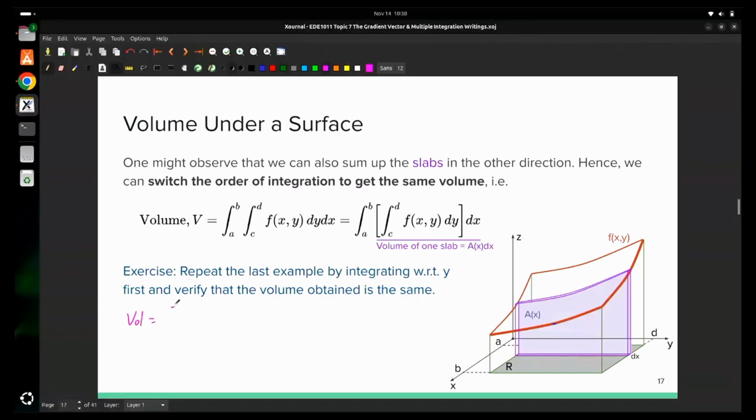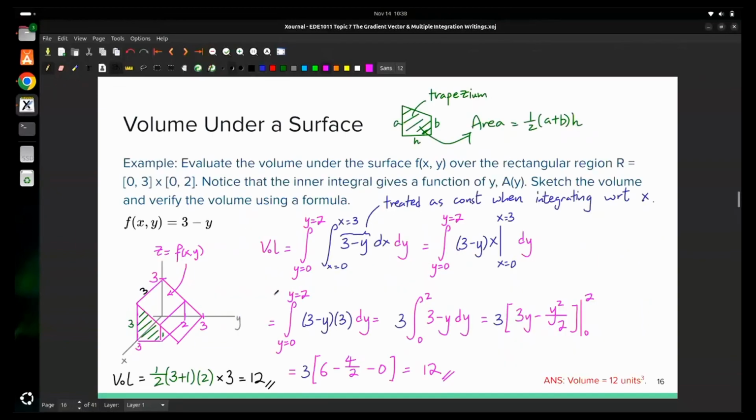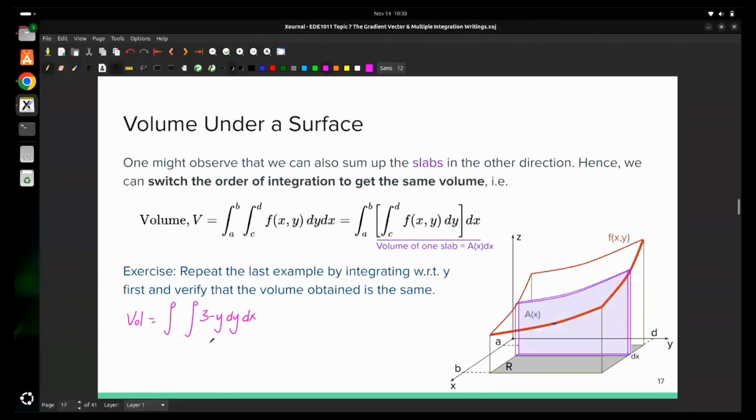So volume is the double integral. You do 3 minus y with respect to y first, then with respect to x. You must understand that if you integrate with respect to y first, you must change the limits as well. Take note that y is from 0 to 2, x is from 0 to 3. So in this case it will be 0 to 2 first, followed by 0 to 3 in x. If I change the color, you'll be able to observe this more clearly. So x will be 0 to 3, y will be 0 to 2. If you integrate this, you get the same exact answer.